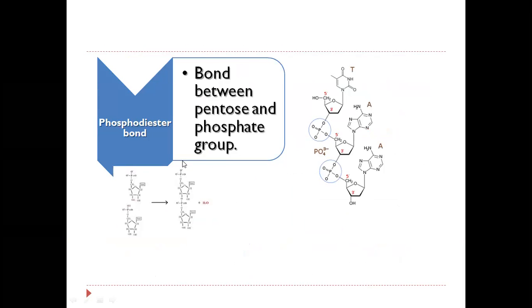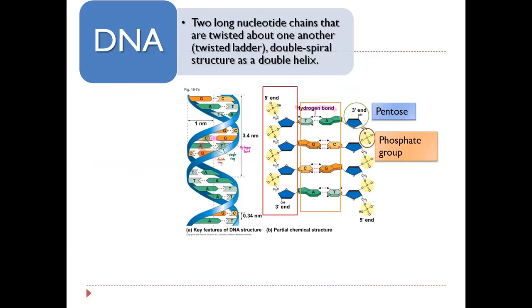So the phosphodiester bond, this is the bond between the pentose, the sugar, and the phosphate group. So right here we have the phosphodiester bond, or right here we have the phosphodiester bond. So this bond is more stable than hydrogen bonds. The hydrogen bonds, if you remember, we find them between nitrogenous bases. So right here, as you see. So this is the structure of the DNA.